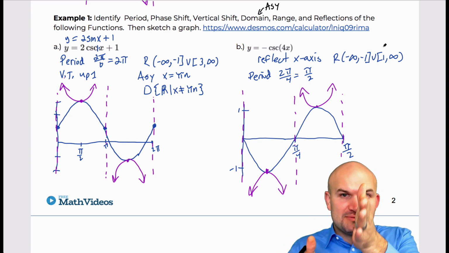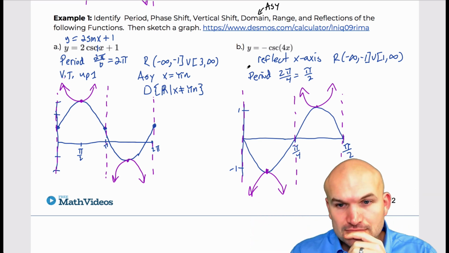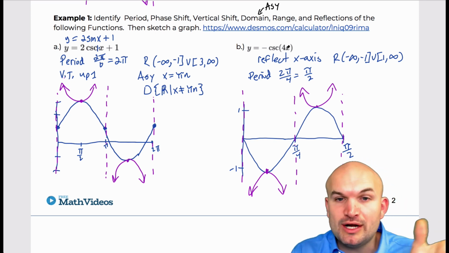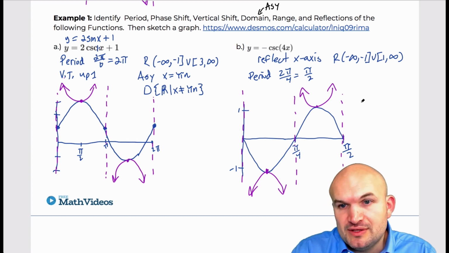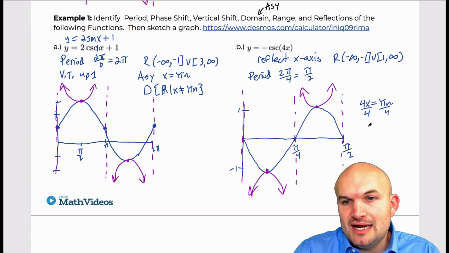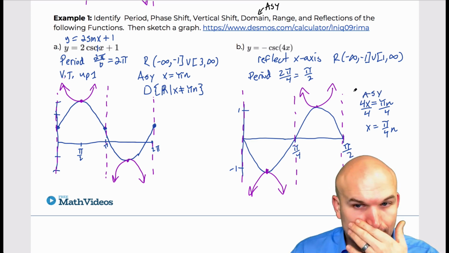Because instead of the asymptotes occurring at pi n, that graph got condensed. So what we're going to want to do is take the horizontal transformation, and all our horizontal transformations always occur inside the parentheses. So I'm going to set this to 4x is equal to pi n. And now I'm just going to solve for x, and I can see that x is equal to pi over 4 n. And let's make sure that that makes sense.